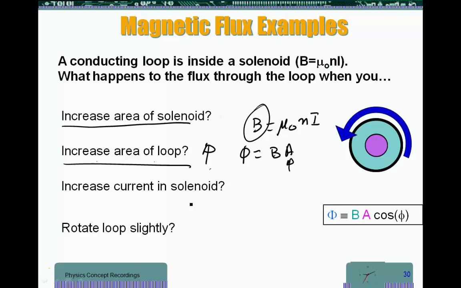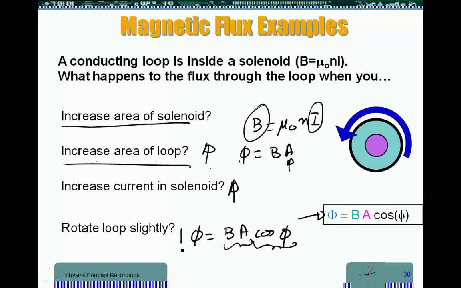Now what if we increase the current in the solenoid? If we increase the current in the solenoid, we increase B. If we increase B, that increases the flux. So that increases. Now, what if we rotate the loop slightly? If we rotate the loop slightly, then my phi is BA cosine of phi, as it is written here. Cosine of phi is going to be smaller than 1. So that means I have a decrease in the flux.